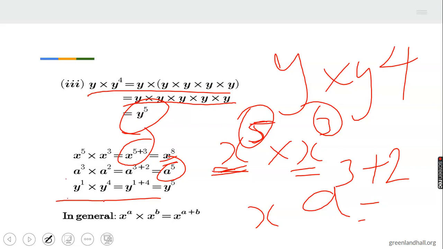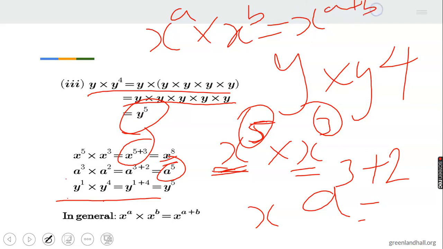Now, in general, anytime you have x raised to power a times x raised to power b, you should know that you add their power together to give you your answer. This letter could be any letter, while this power could be any number. For example, 2 raised to power 3 times 2 raised to power 4, your answer will be 2 raised to power 7. That is how to do multiplication of indices.